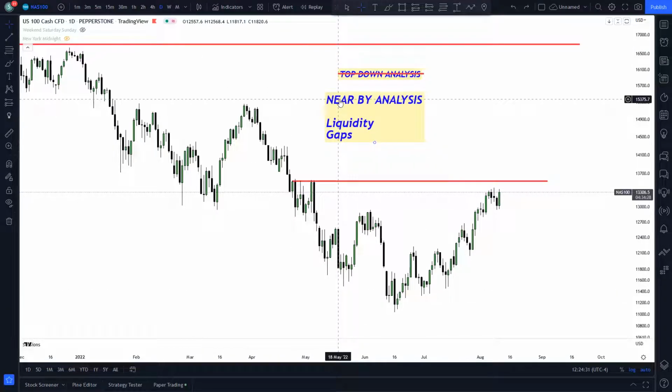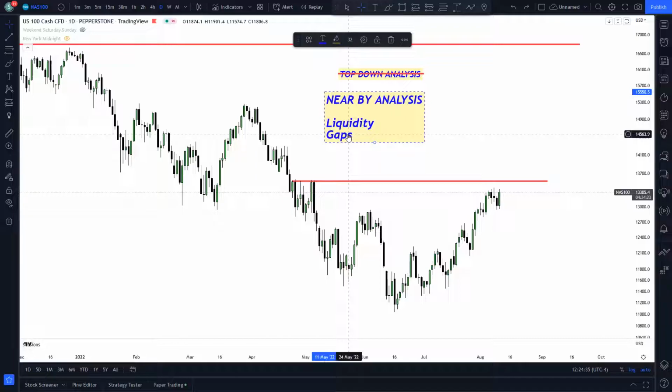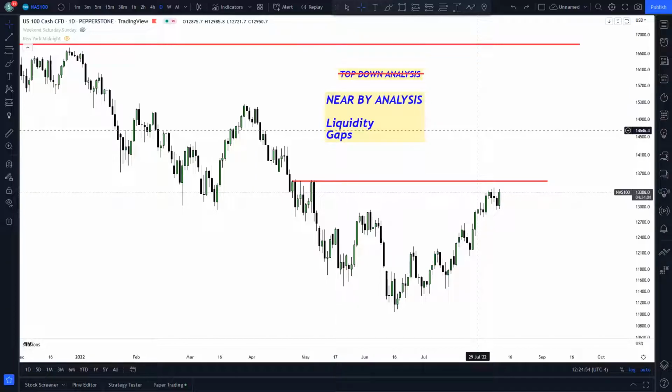Okay, so long story short, when it comes to technical top-down analysis, this is how I mark out my chart. The only things I mark out are areas with liquidity and gaps. That's it. It shouldn't be complicated. It's all about finding the relevant liquidity and the relevant gaps to your trade.